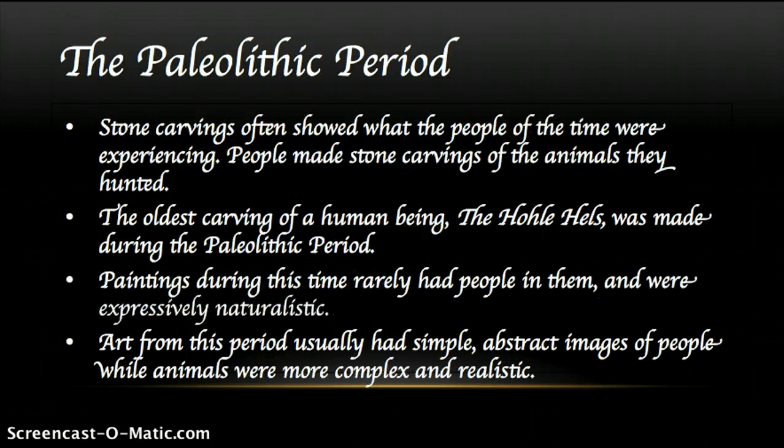During the Paleolithic period, stone carvings often showed what the people of this time were experiencing. People made stone carvings of the animals they hunted. The oldest carving of a human being, the whole house, was made during the Paleolithic period. Paintings during this time rarely had people in them and were expressively naturalistic. Art from this period usually had simple, abstract images of people, while animals were more complex and realistic.